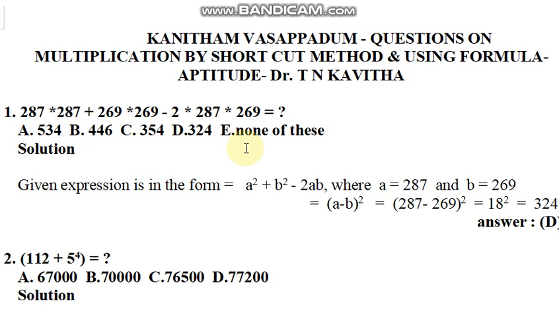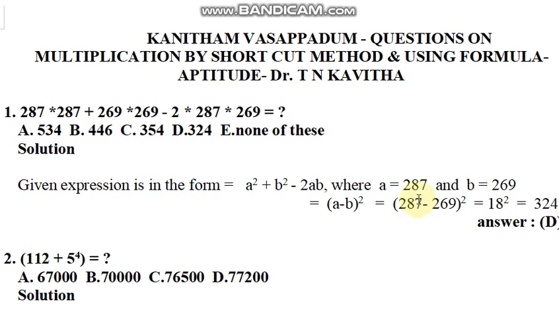Here in this first question, we need to simplify it. The given expression is in this form a square plus b square minus 2ab. Look at this given question. This is a into a, here b into b, minus 2ab. If suppose you let a as 287 and b as 269, it's in the form of a square plus b square minus 2ab. We know already the formula a minus b the whole square equals a square plus b square minus 2ab. Is it?